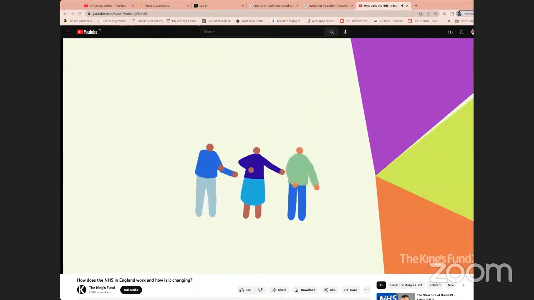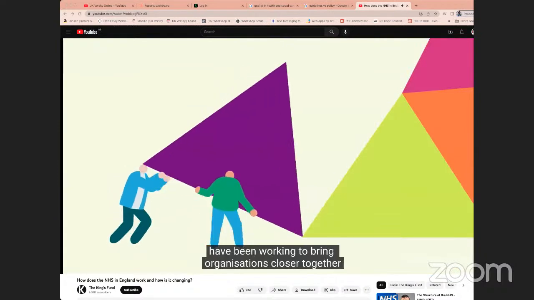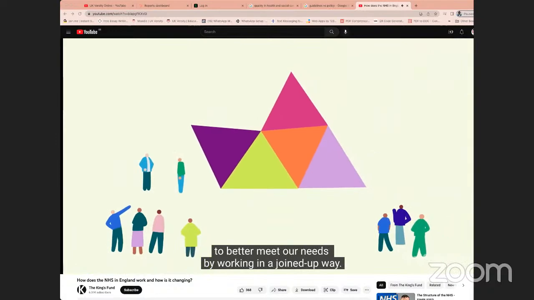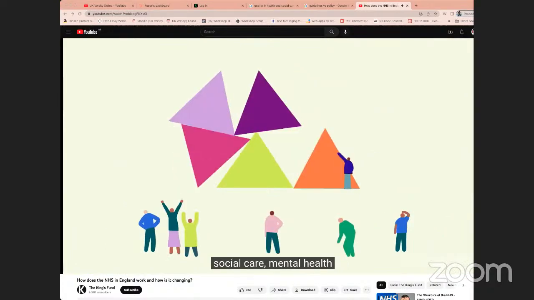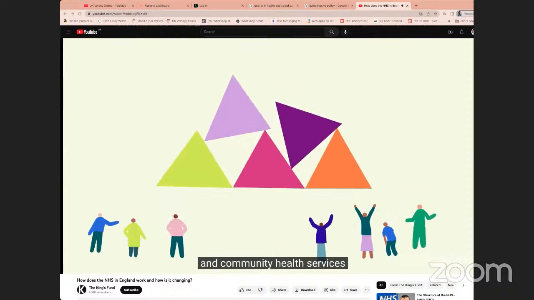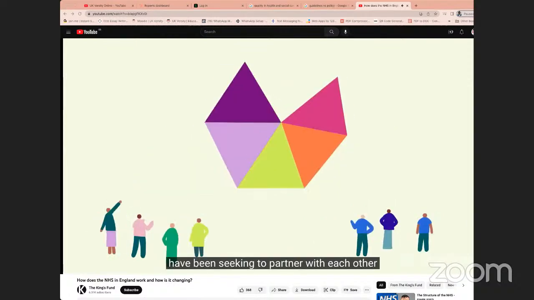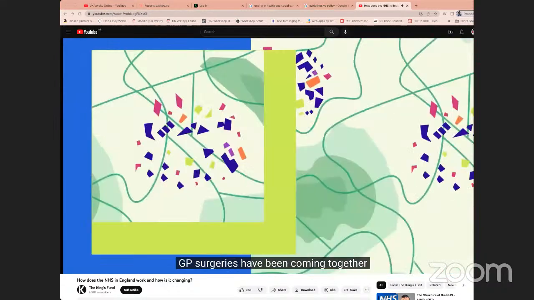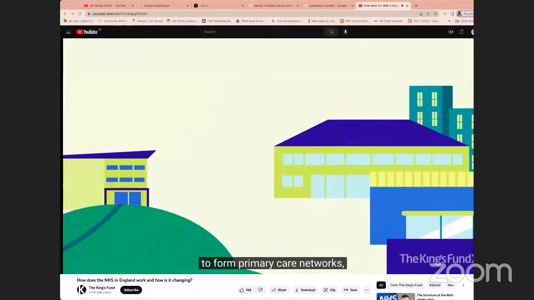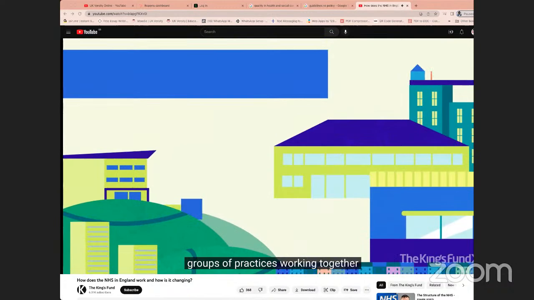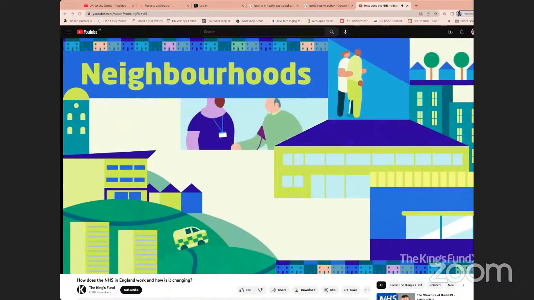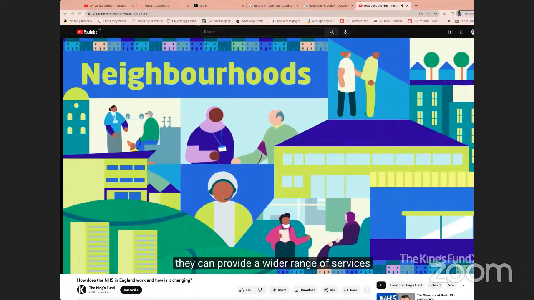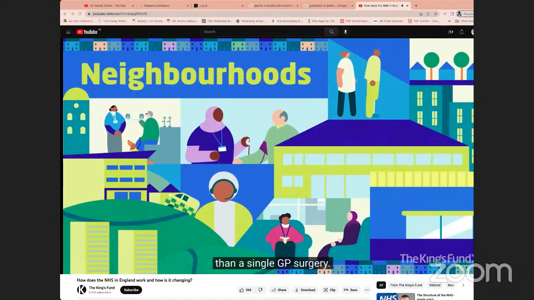So, for some years now, health and care staff and leaders have been working to bring organisations closer together to better meet our needs by working in a joined-up way. Primary and secondary care, social care, mental health, and community health services have been seeking to partner with each other in different ways. At a very local level, GP surgeries have been coming together to form primary care networks, groups of practices working together across areas called neighbourhoods. By sharing resources and working closely together with other local people and services, they can provide a wider range of services than a single GP surgery.